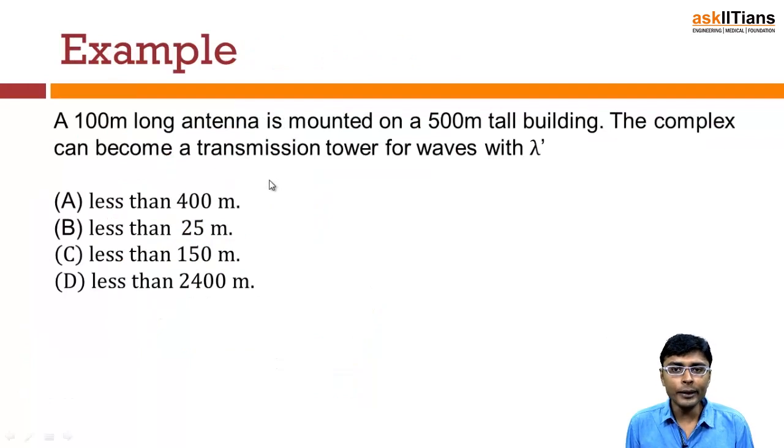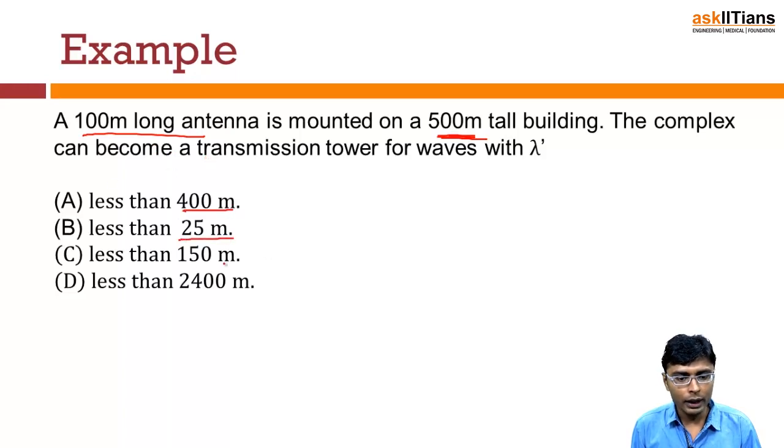Let's see one example, and let's see how much we have gained till now. A 100-meter long antenna is mounted on a 500-meter tall building. It can become a transmission tower for waves with wavelength less than 400 meter, less than 25 meter, less than 150 meter, or less than 2400 meter. So basically we have to find the appropriate wavelength for that.